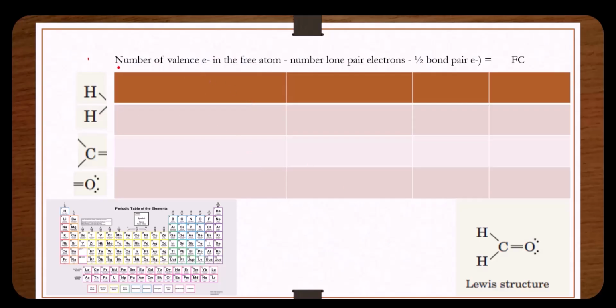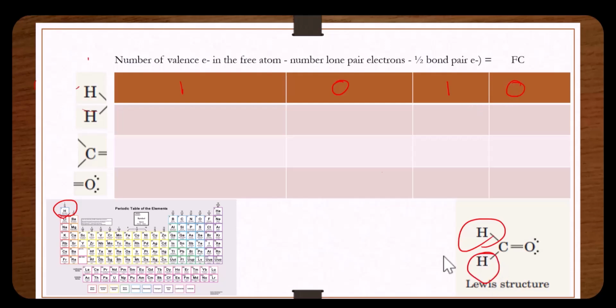The order of the equation is we have the number of valence electrons in a free atom minus the number of lone pair electrons minus half of the bond pair electrons. First up is hydrogen, the number of valence electrons in a free atom. We can find that on the periodic table. Hydrogen's in the first column. We know it has 1 valence electron. And looking at the molecule, we know that it has 0 lone pairs, and it has one bond, so each bond has 2 valence electrons, and we get half of that, so we would have 1. So 1 minus 0 minus 1 gives us 0.